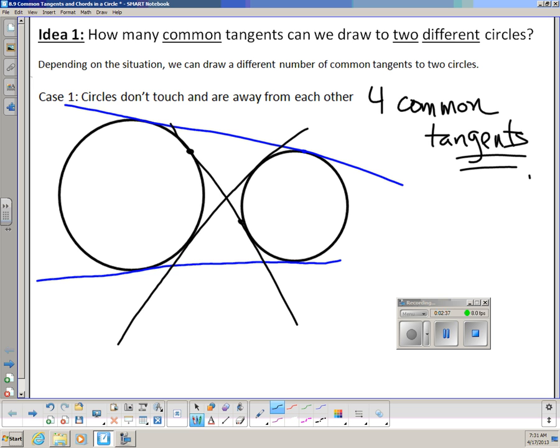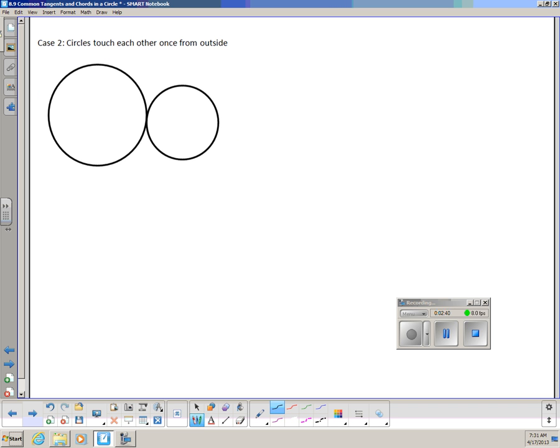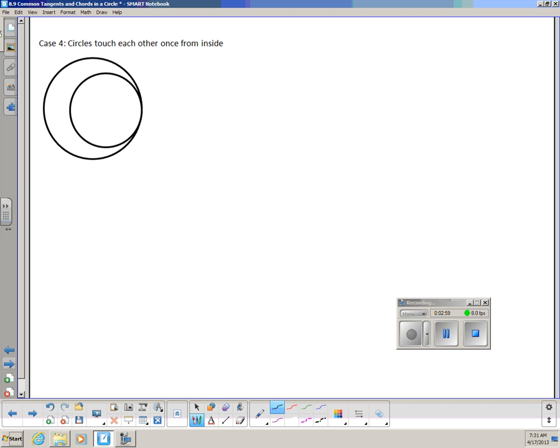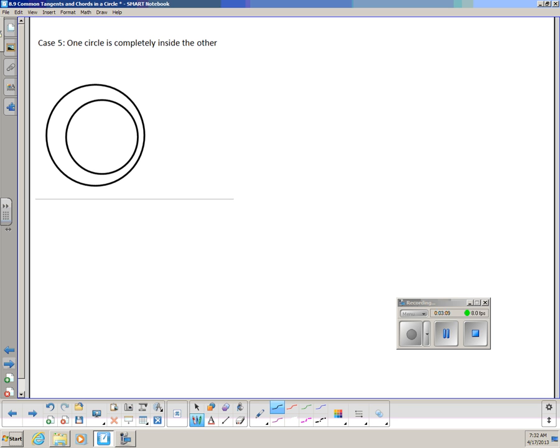All right? Armed with that example, you should go through and try the other cases. So for example, case 2 is where the circles touch each other once from the outside. The circles themselves kiss each other. Number 3 says the circles touch each other twice. They kind of intersect like a Venn diagram. Case 4 is where the circles touch each other only once from the inside. So one circle's kind of inside the other, and they touch each other once. I know it doesn't look like it, but the circles only touch each other at that one point. And number 5 is when one circle is completely inside the other. So I would suggest pausing the video and trying to draw as many common tangents as you can.